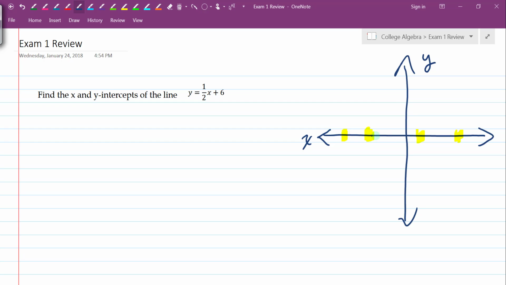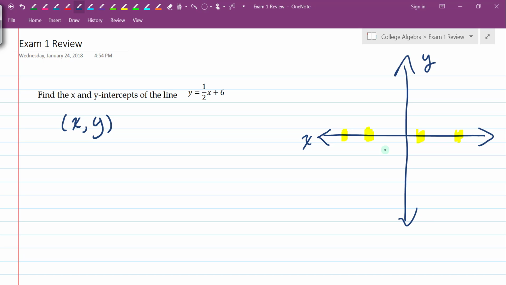Because we have x, y as our coordinate for a point. If my y value is anything other than 0, I'm going to shift off the x-axis, and therefore I would no longer be at an x-intercept.